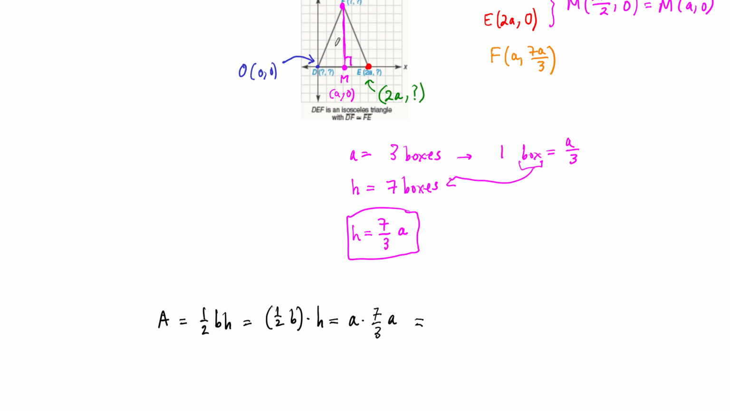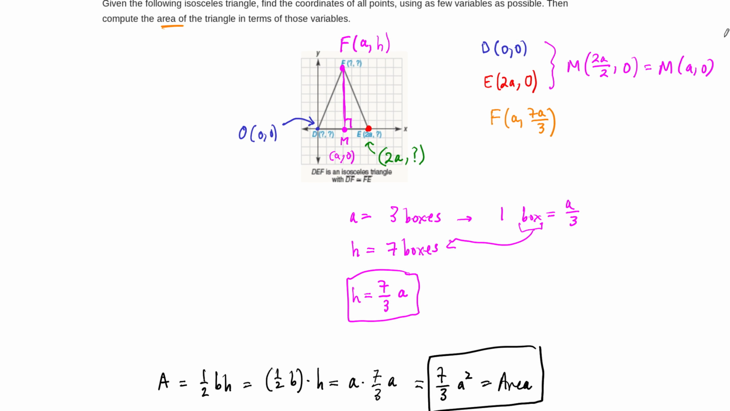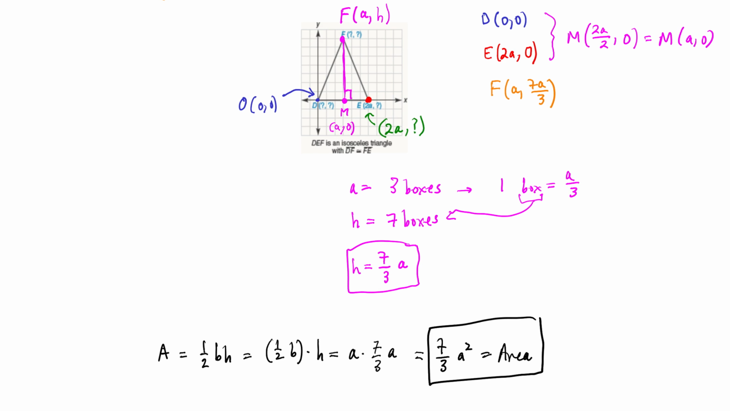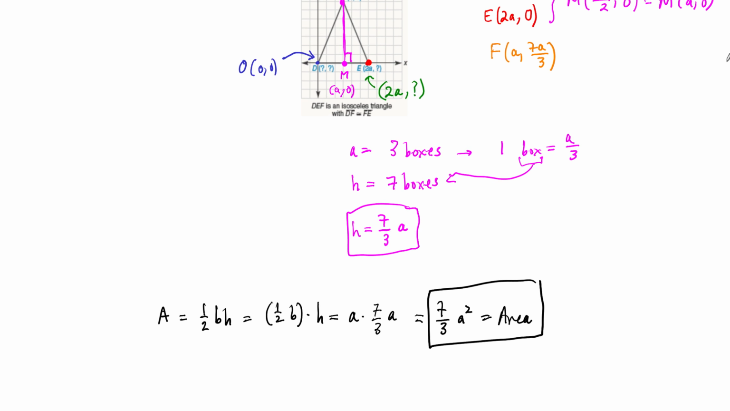And so the area of this triangle, depending on what a is, is going to be given by 7/3 a squared. And that's the area, all in terms of a. As you change that variable a, it's called a parameter here, the area will change by exactly this ratio. F will move, but it'll move in terms of changing a. But that's it. It doesn't depend on anything else. It just depends on a. And so there you go.